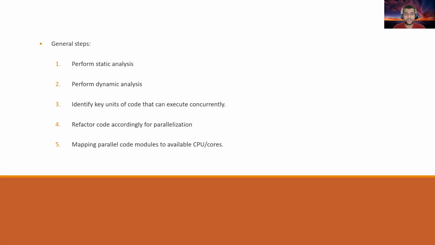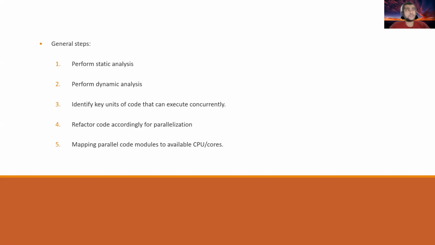The most general steps would be to perform static analysis of code, and then dynamic analysis, and with the help of these two analyses, we identify the key units of code that can execute concurrently, or basically in parallel. And then we refactor the code, or basically change the code, so that it is actually converted to parallel code. And then the last step, and one of the most crucial steps, would be to map the parallel code to the available CPU cores.